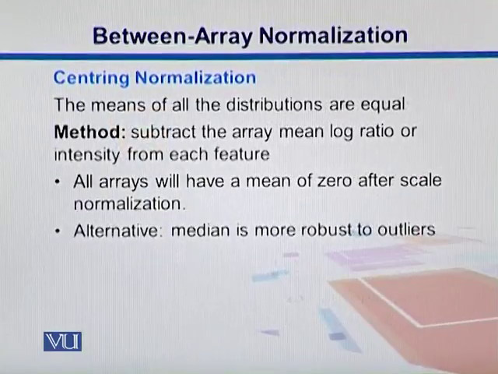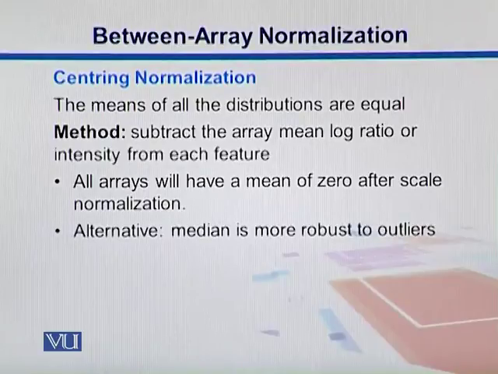The first type we call centering normalization, where the means of all distributions are equal. We assume that all distributions have equal means. What we do is subtract the array mean in a log ratio or intensity from each feature. So we take the mean for the array, we take the mean for each feature within that array, and we correct every mean for every feature.